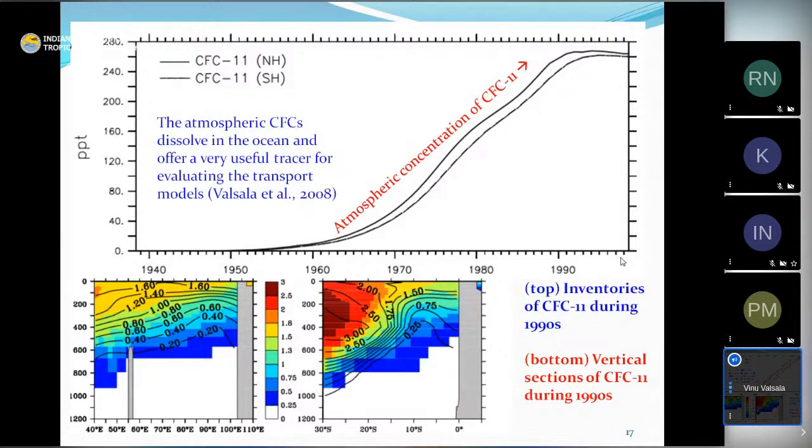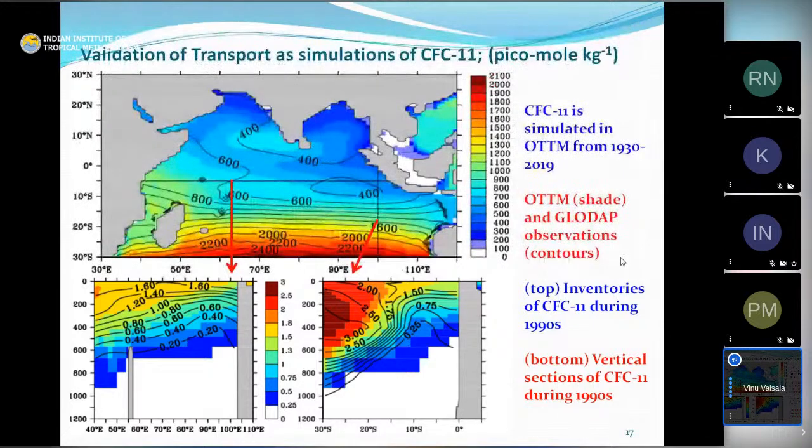If they are matching, then you say that our transport is good enough. The parameterization of mixing, the subduction processes, interior injection of the tracers, and its circulation in the interior are perfect. So doing such validation, I simulated CFC until 2019 and then calculated the inventory of CFC by the model and available observation around the year 2000.